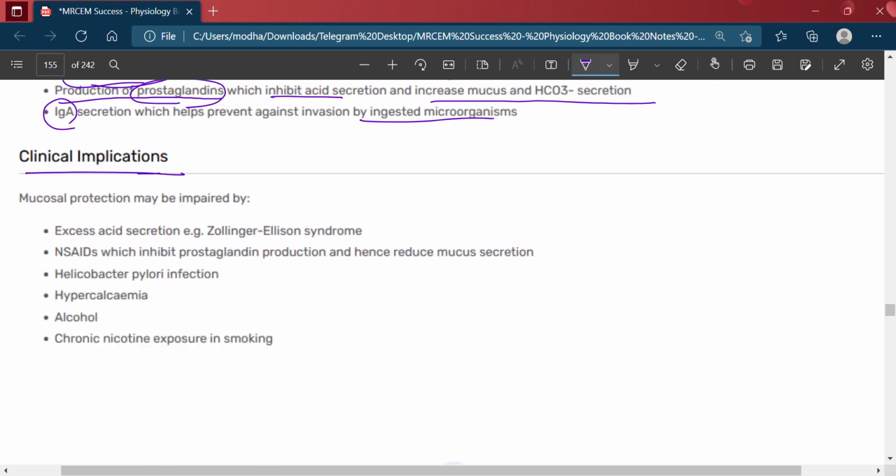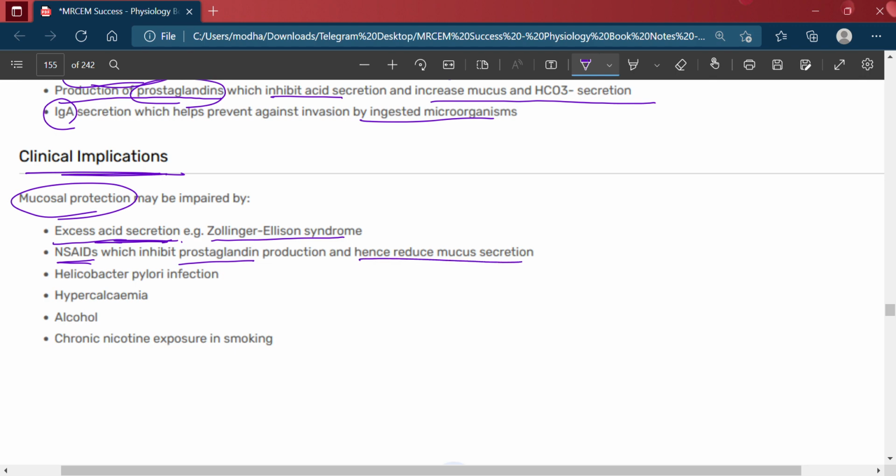Then the clinical implication: mucosal protection may be impaired. How is this mucosal protection impaired? Excess acid secretion, that's the Zollinger-Ellison syndrome. Then the NSAIDs, non-steroidal anti-inflammatory drugs, which inhibit the prostaglandin production and hence reduce the mucus secretion.